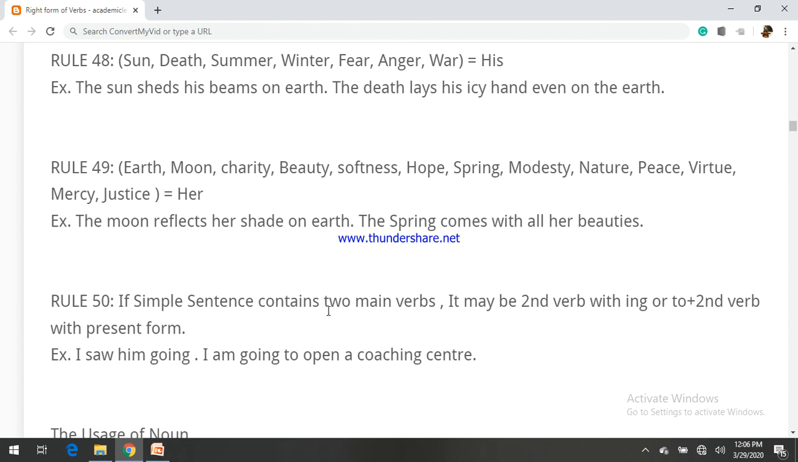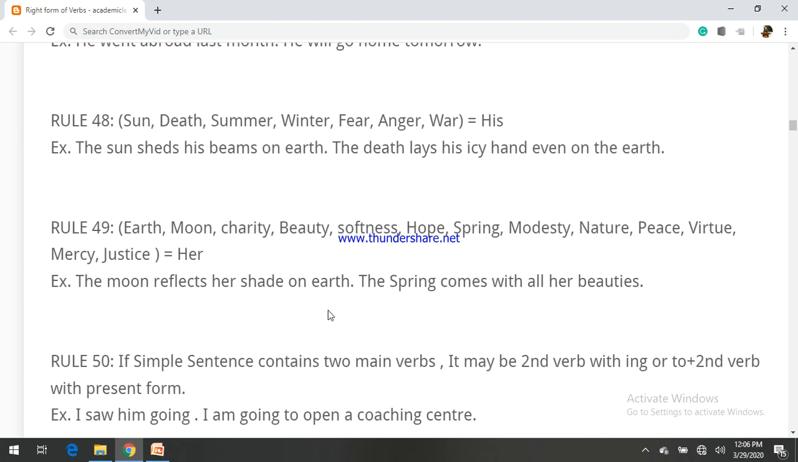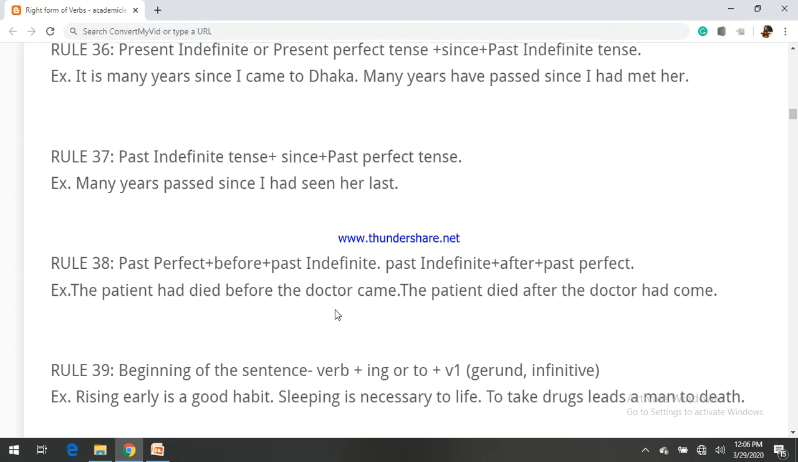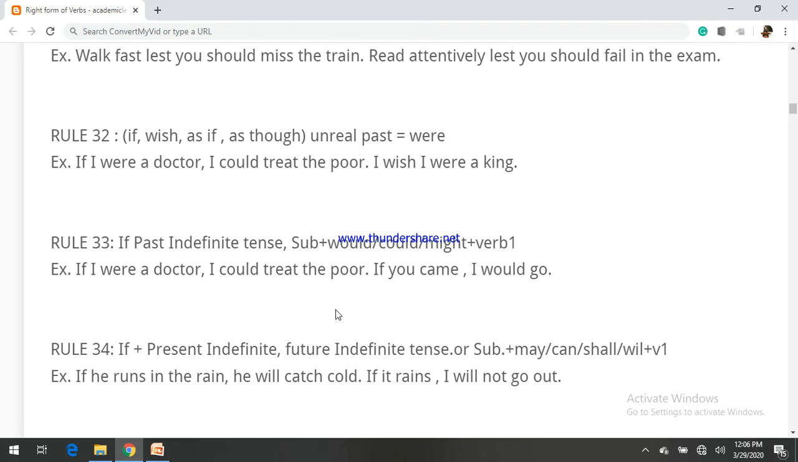Okay. I think you all have understood these 50 important rules. And if you go through these rules, you will be able to solve your problems, especially from right form of verbs, and I hope you will be benefited. And that's all about my today's lecture.